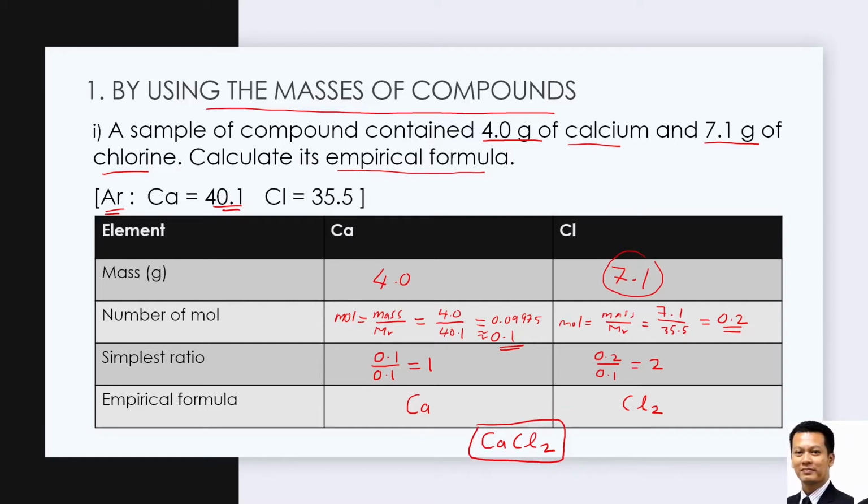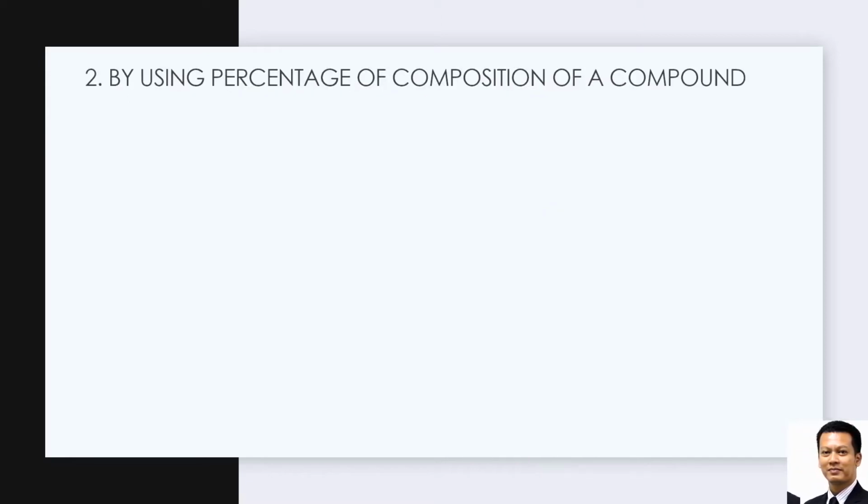Okay, so that is how you are going to find out the empirical formula using masses of compound. Are you still with me? I hope you are. Don't skip this video. Okay, next, number 2: by using percentage of composition. From the word here, what we are looking for is percentage. So mass is not given, but percentage.